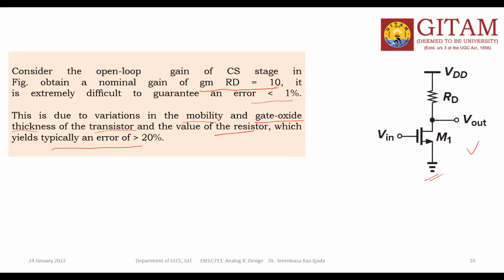That's why we are using operational amplifiers, because of their higher gain. You can understand from this that you never get a gain error of less than 1% if you use an NMOS or PMOS CS amplifier.